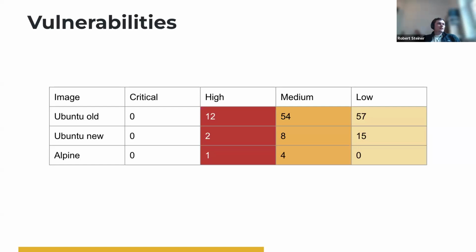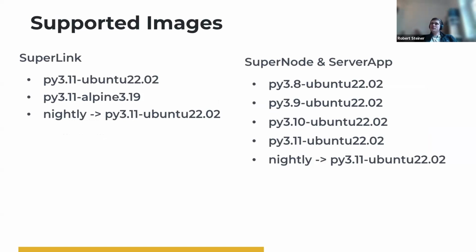On the next slide, we can see the images that we will support. So for the Superlink, if we use a base image with Python 3.11 and Ubuntu, we will also use a Python 3.11 and Alpine image. And for nightly, we will always use Python 3.11 and Ubuntu. We will upgrade to a newer Python version when we also upgrade the support in Flower.